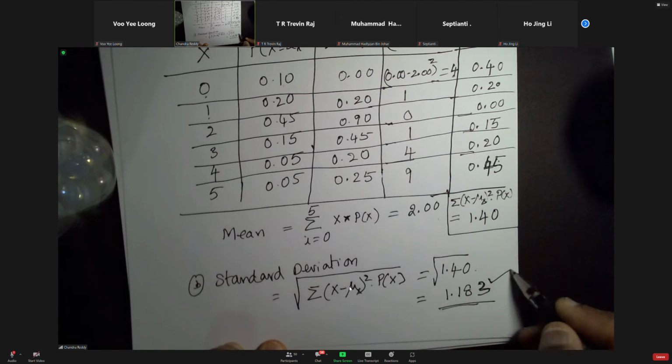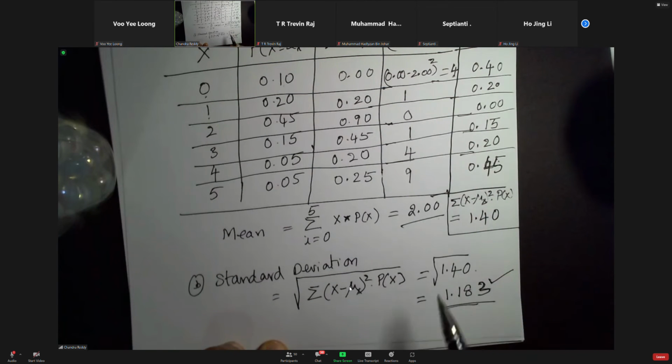So this is 1.183, mean is 2. Then we have seen probability of X greater than or equal to 2 is 0.720.